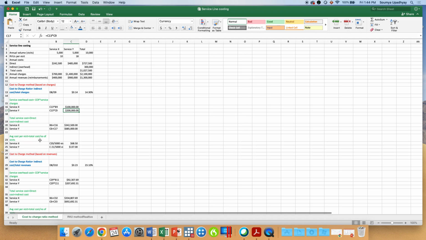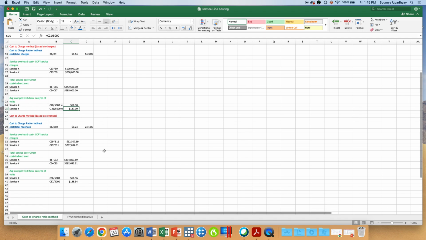Now the average cost per visit is equal to total cost divided by number of visits. So the total cost is here, which is C20, that we just calculated, and then you divide it by the number of visits, which is 5,000 visits, and the same thing we do for service Y. So that gives us the average cost per visit of $68.50 for service X and $137 for service Y.